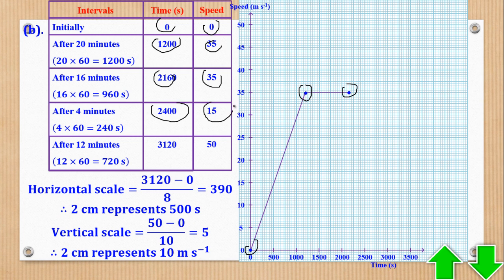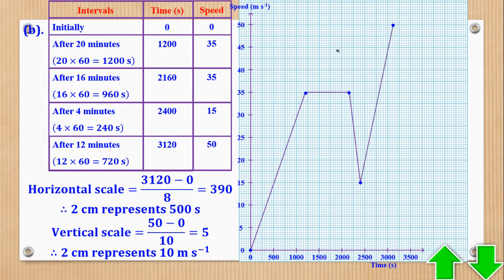2400 corresponds with 15, which is there. So you join. And 3120 corresponds with 50, which is there. So join, and that is now the speed time graph they wanted.